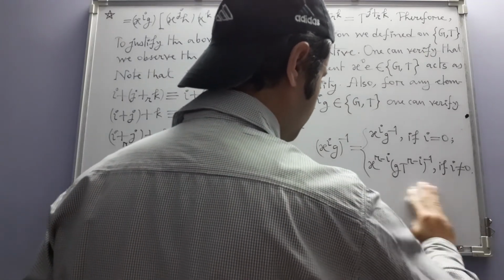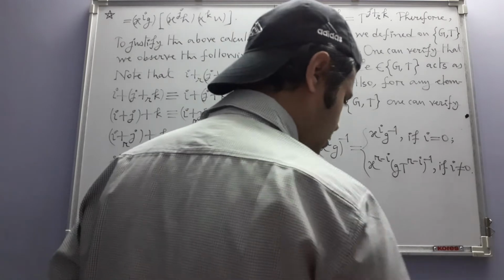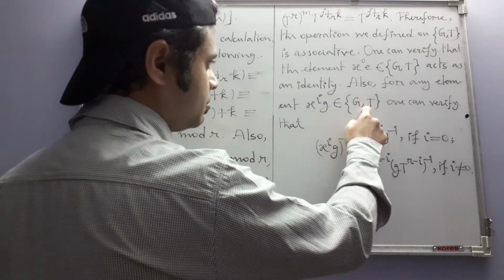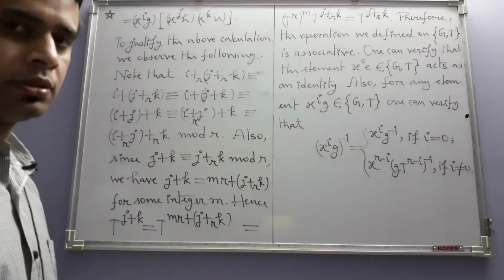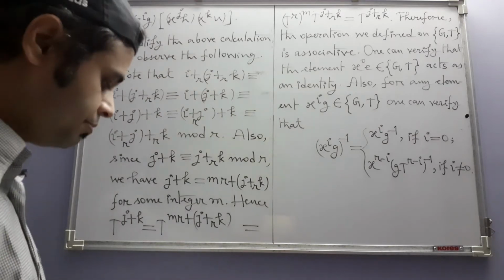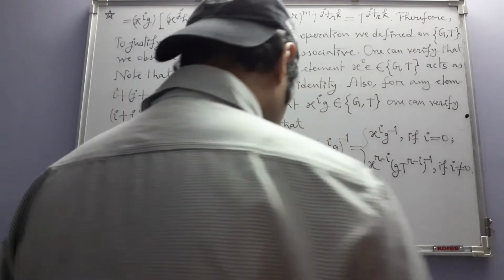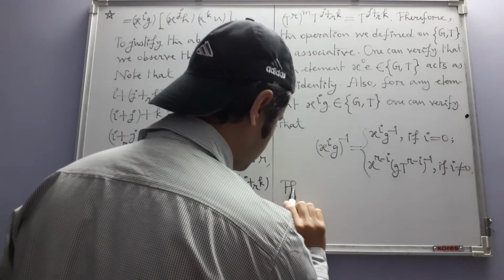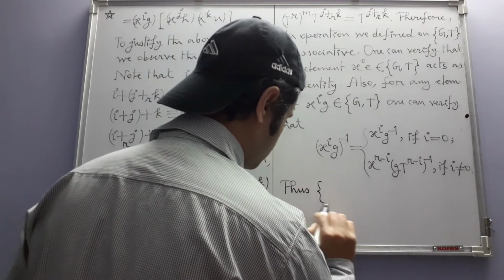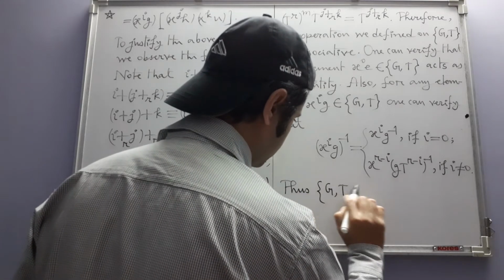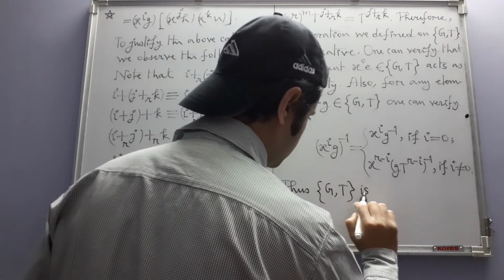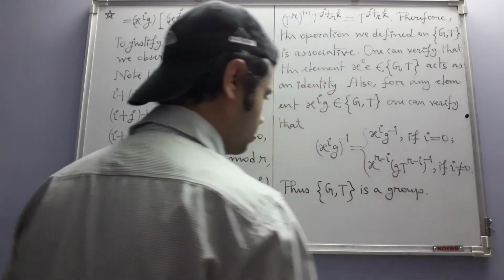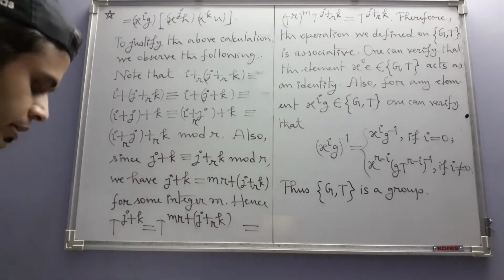So provided you show these things, we can now say that our system is a group under the operation we have defined. Thus, this is a group.